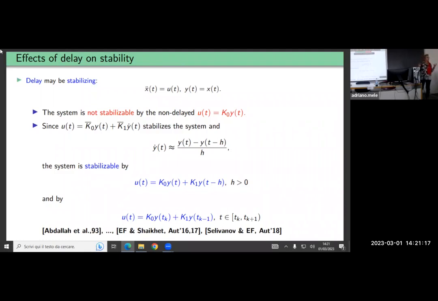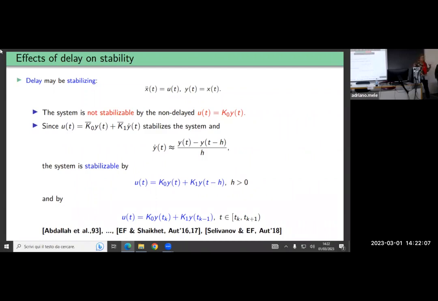So what can be done instead? Instead, we can use sampled-data implementation of this. What does it mean? For instance, we have sampling instants 0, t0, t1, t2, t3, a discrete sequence of sampling instants which goes to infinity. And we can use just this sampled-data static output feedback, where from tk till tk plus 1, we use just this value: y at the current sampling time and one more at the previous sampling time.